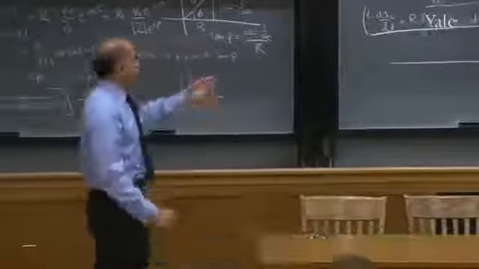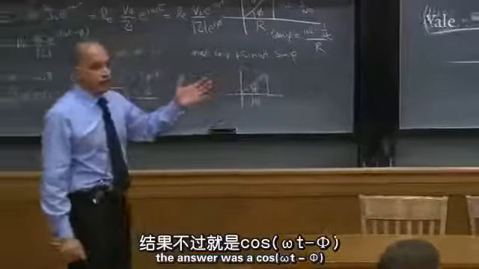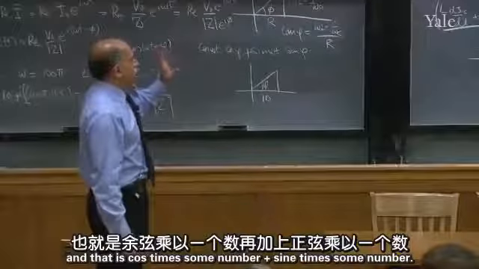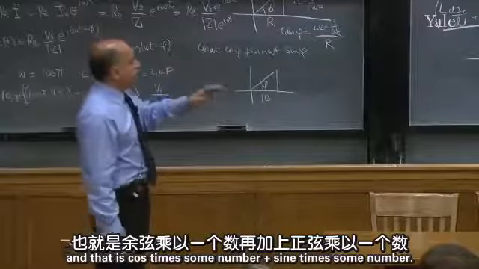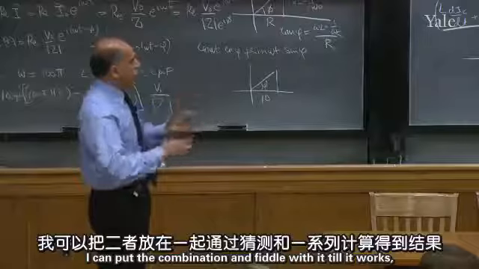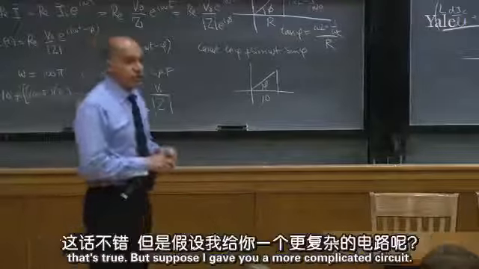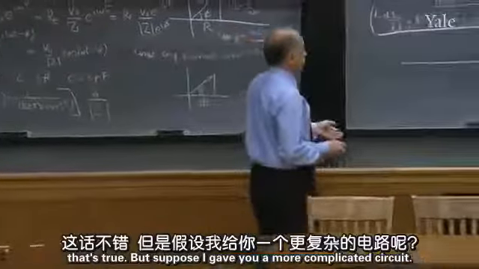After all, in the end, the answer was a cos(omega t minus phi). And that is cos times some number plus sine times some number. I can put that combination and fiddle with it till it works. That's true. But suppose I give you a more complicated circuit.